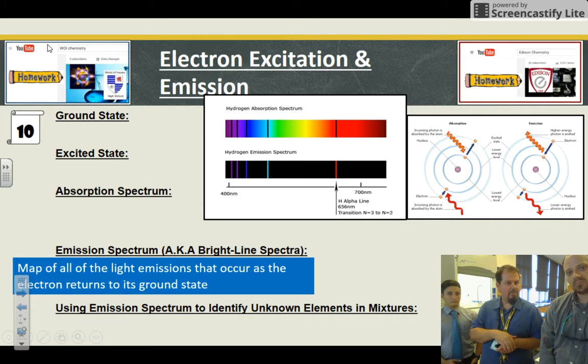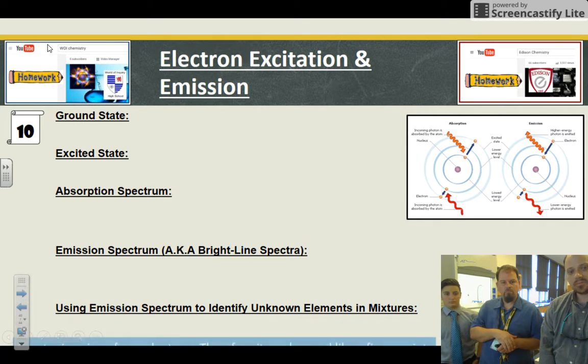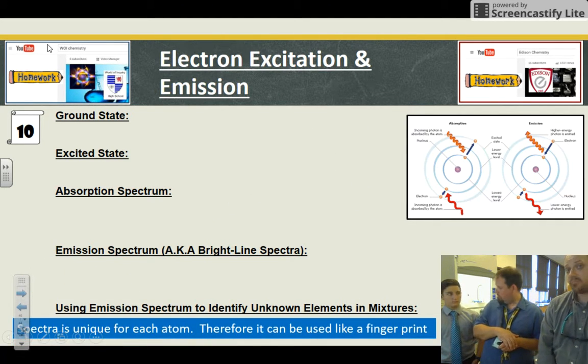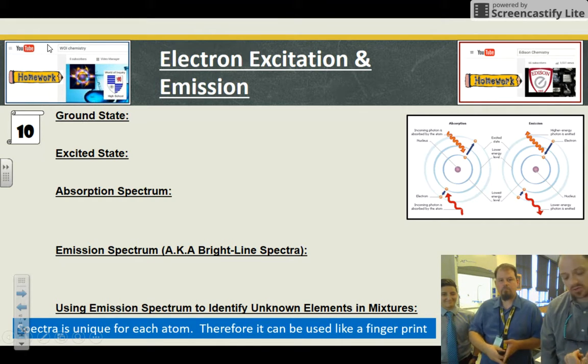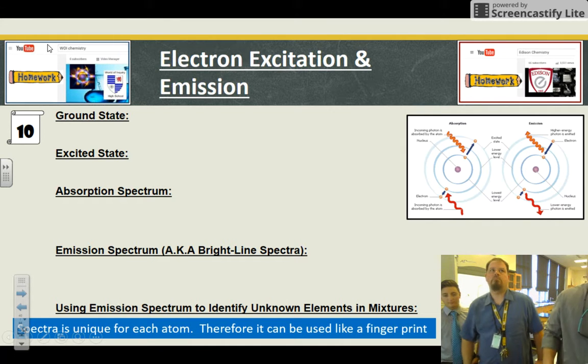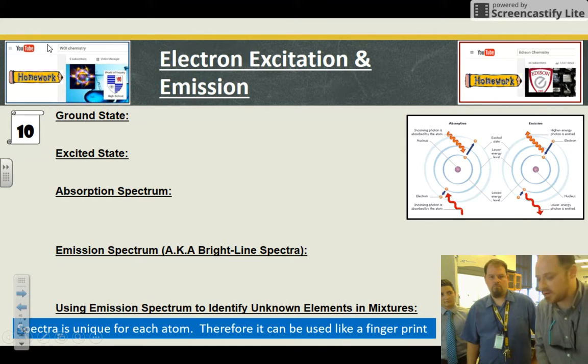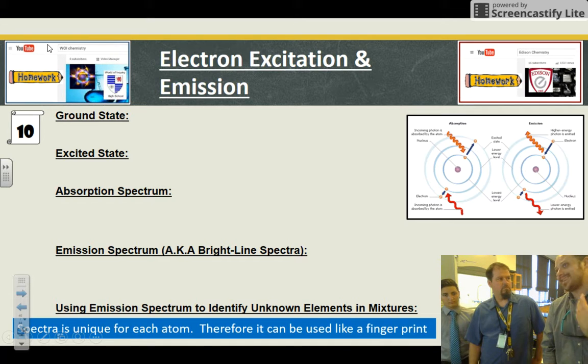We get to do a little bit of this in lab. Each spectrum is unique to each atom, just like a density is unique to each substance. The emission spectra and the absorption spectra are unique to each atom. They can be used like a fingerprint by scientists and astronomers to identify elements in objects that are very, very far away, when all we can see is their light.